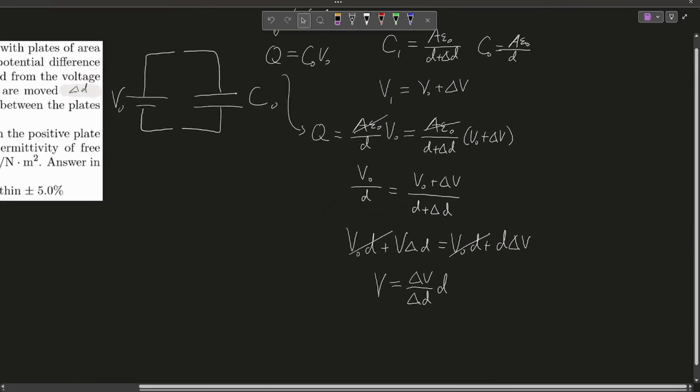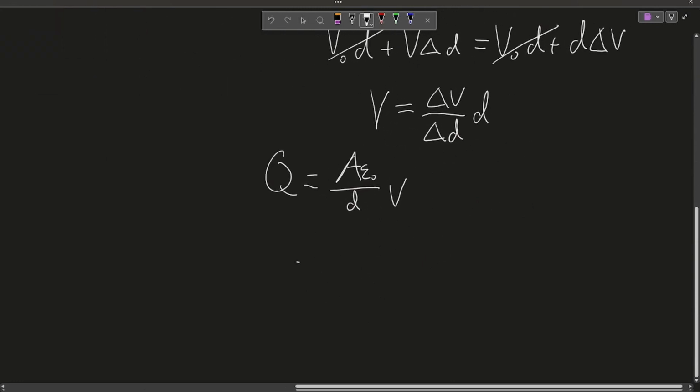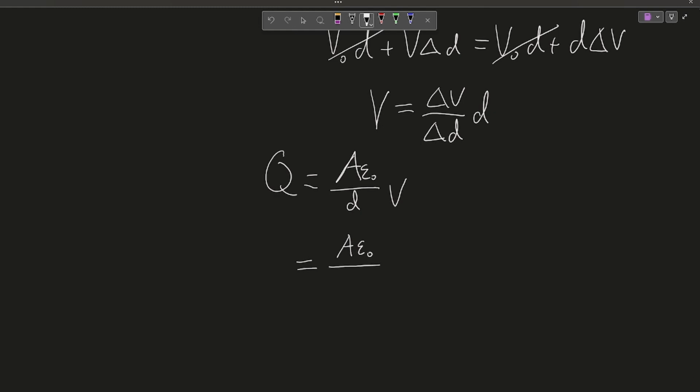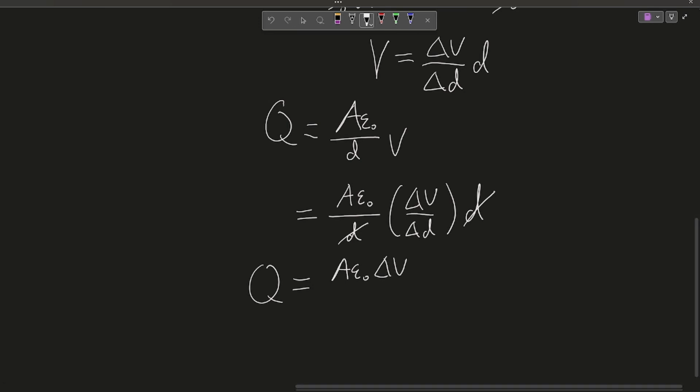Now that's perfect because if we remember, we said Q is equal to A epsilon naught over D times V naught before. So now if we just plug in our new equation for V naught, we find A epsilon naught over D times delta V over delta D times D. Those go away. And now we have charge in terms of things we know: A epsilon naught delta V over delta D. And there's your answer.